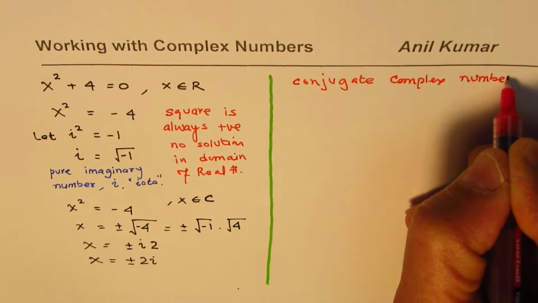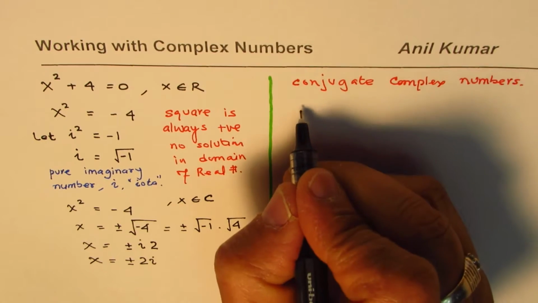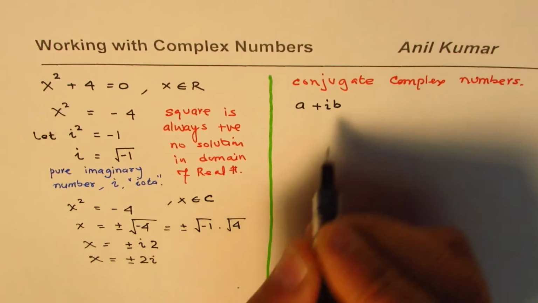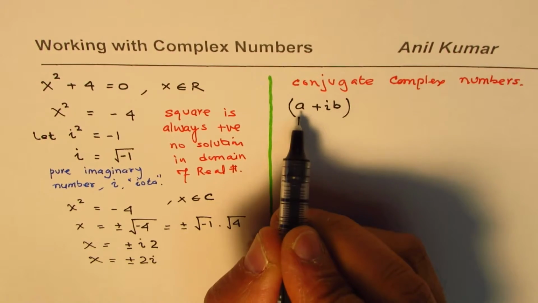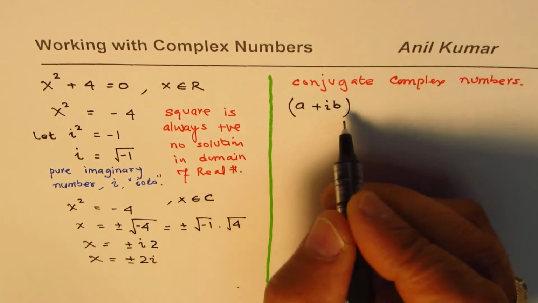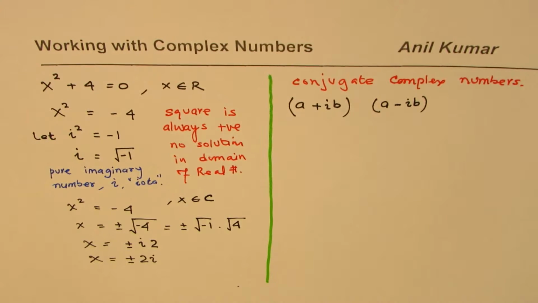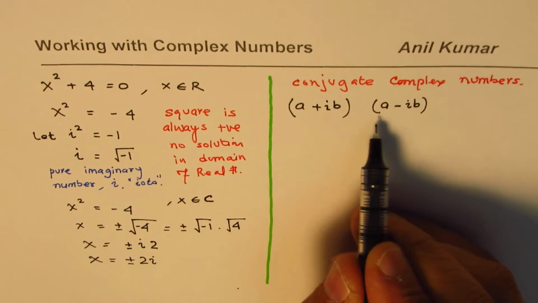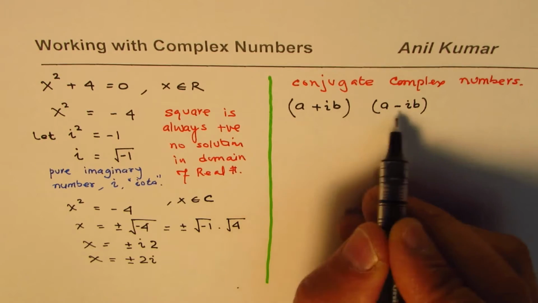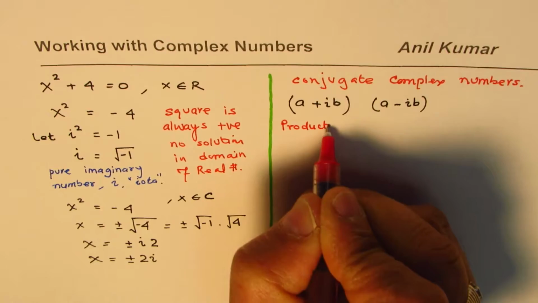These are important things to know when you go for the SAT test, okay? So if I say that a number is a plus bi, this is a complex number where a is the real part and bi is your imaginary part. Now the conjugate for this is a minus bi. Normally when you write like this, you write i first. So that is the complex number's conjugate. Like you do in square roots, we always reverse the sign to get a conjugate. Now let us see what is the product of conjugates.